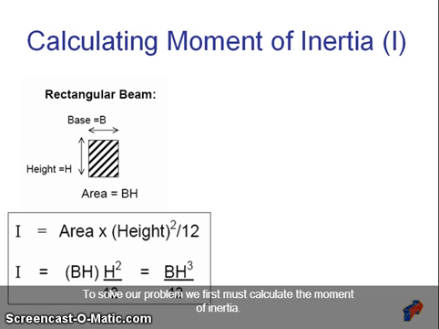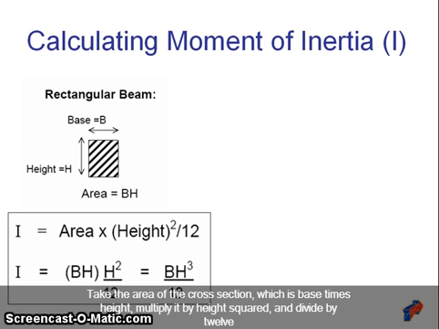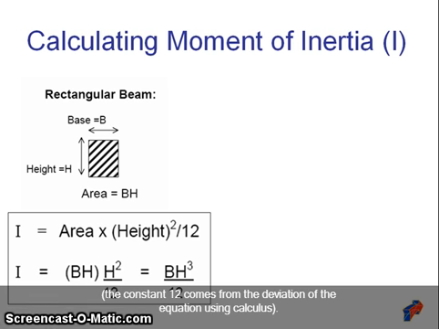To solve our problem, we must first calculate the moment of inertia. Take the area of the cross-section, which is base times height, multiply it by height squared, and divide by 12. The constant 12 comes from the derivation of the equation using calculus.